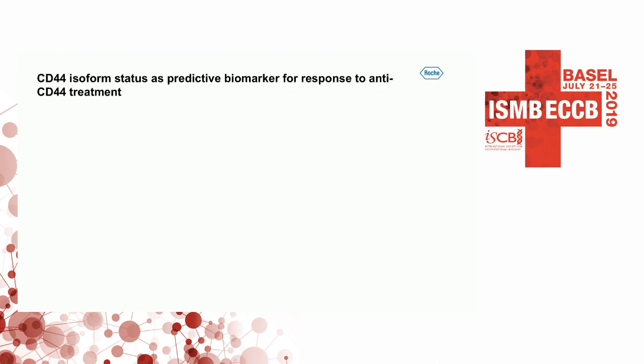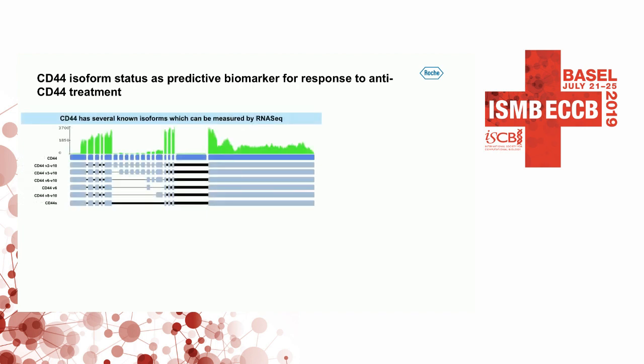So the story I will tell you is about a program we had, which in the end didn't work out, so the program was stopped. This was on a target called CD44. CD44 is a very complex gene, so it has many different known isoforms. You can only see some of them here. For the story I will tell you, the important one is this here, the CD44S variant. All these variable exons here are skipped in this splice variant.